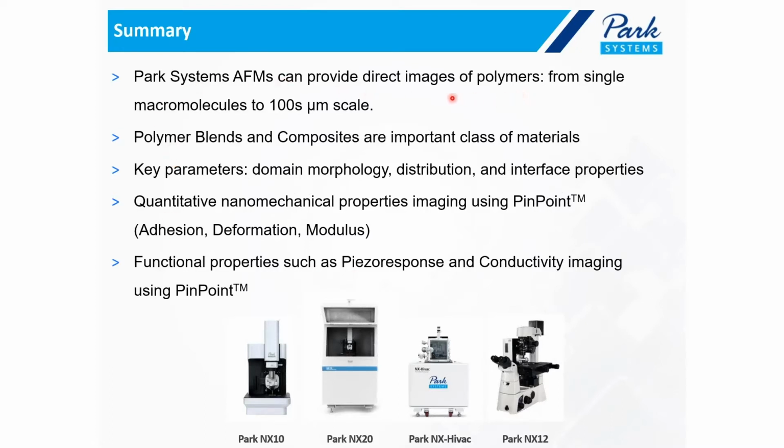of polymers from single macromolecules to hundreds of micrometers. Polymer blends and composites, we talked about, are an important class of materials. They have many, many applications, too many to list. But in both of these classes, key parameters such as domain morphology or particle morphology in the case of composites, their distribution and the interface between the two are really important, because I don't think there is any other method that can do this. We can characterize all of these in basically one go using AFMs.